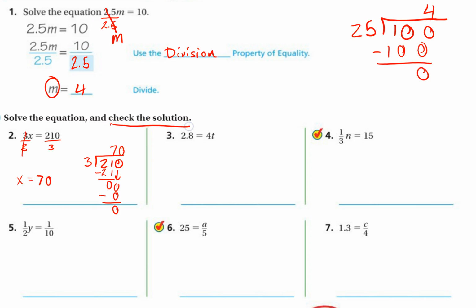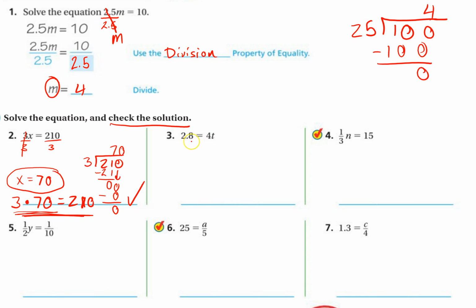Then it says check the solution. Okay, no problem. 3 times 70 equals 210. Is that true? Yes, it is. So this problem checks out. This is how we always check it. If you get x equals a number and you say, that doesn't look right, I don't know if that's correct, go back and plug it in and work the problem out.